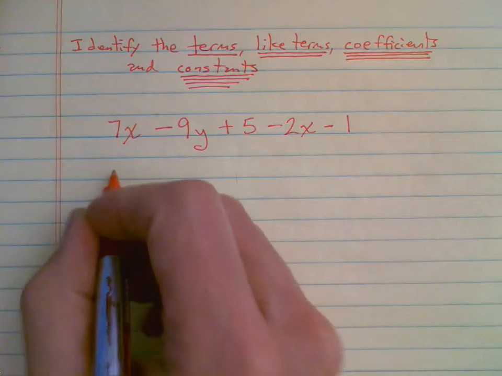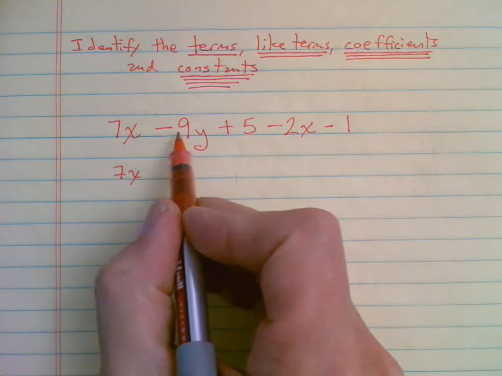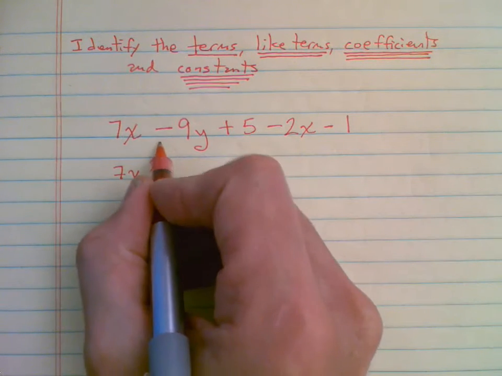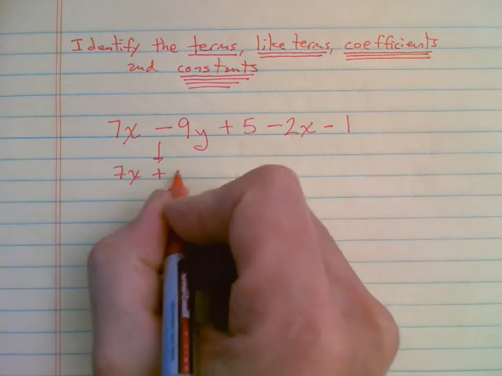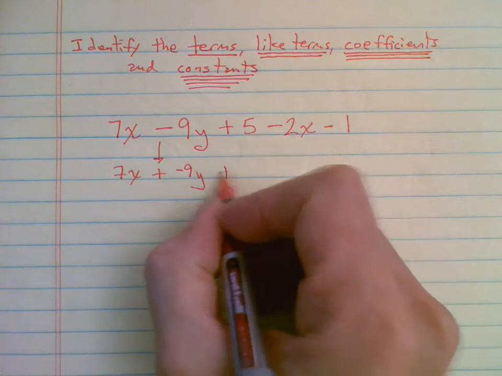So this is already positive, so I'm going to rewrite this. So 7x, I'll bring it down. Here's a subtraction. So subtraction is the same as adding its opposite. So I'm going to change this to addition. And what is the opposite of 9y? Well, it's negative 9y. 5 comes down because I'm still adding.